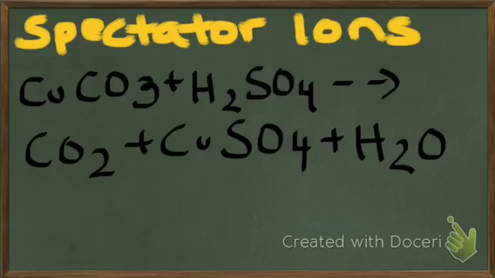Spectator ions can be identified in this chemical equation. Copper is one of them because it does not affect the equilibrium of the equation, as well as sulfate. They are both equally present throughout the reaction. So if you wanted a net ionic equation, you have to cross them out. So copper is here, and it is equally present, as well as sulfate, which is here and here, equally present.